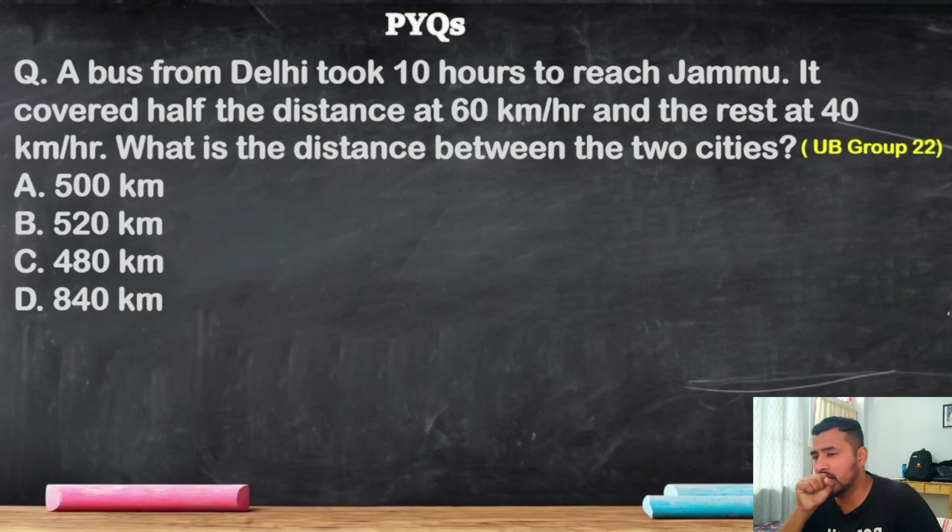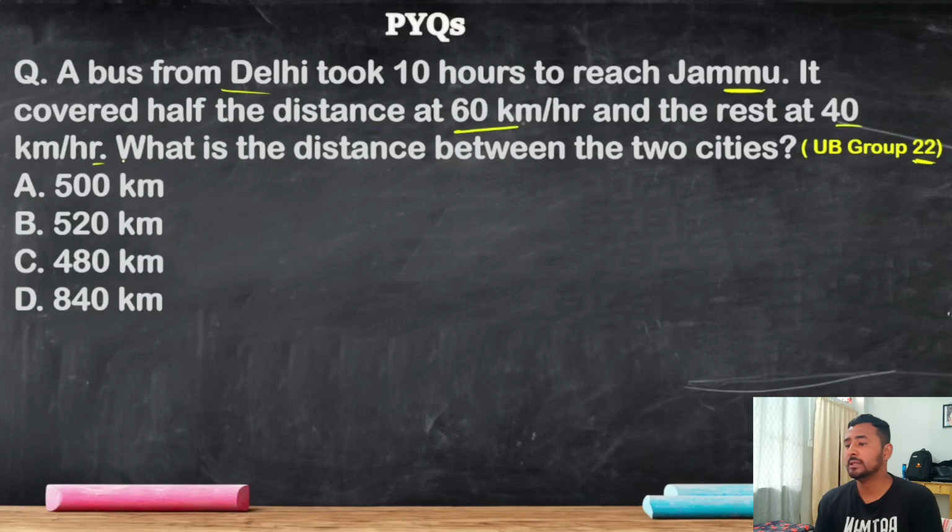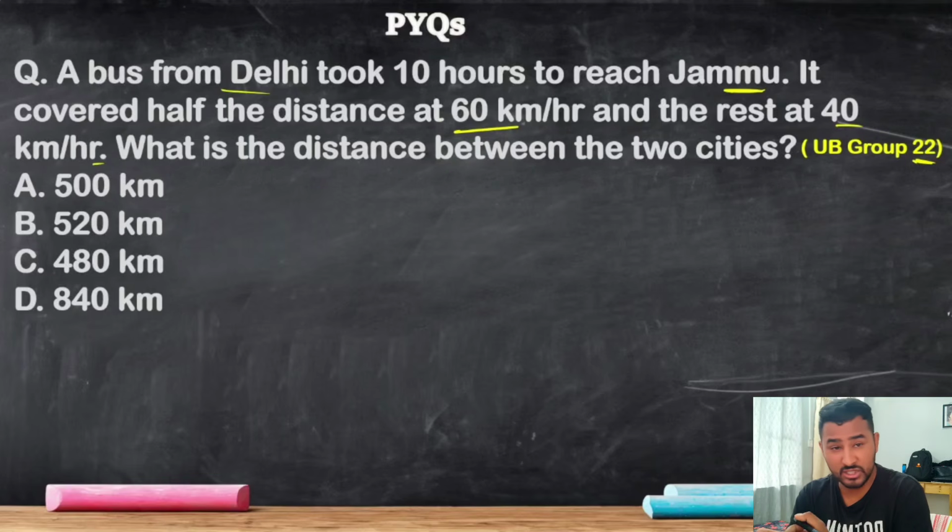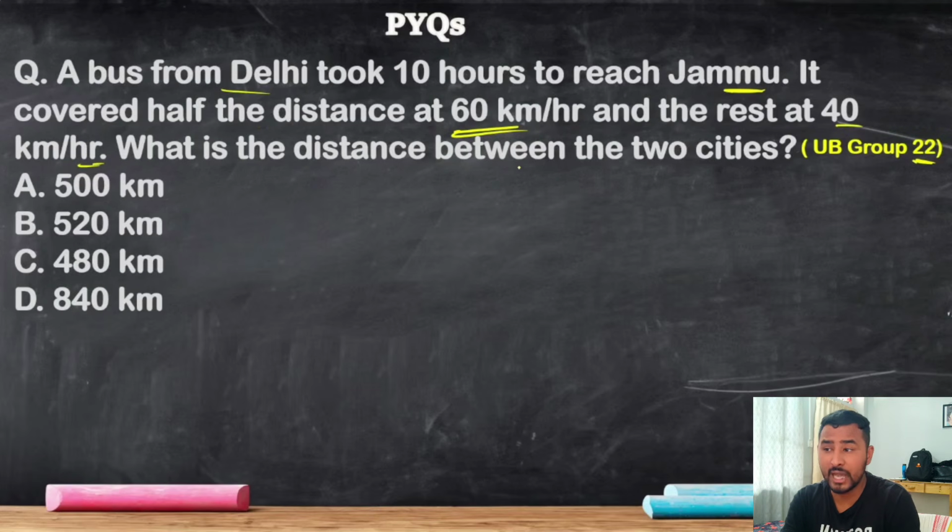Let's see one more. UB group 22. A bus from Delhi took 10 hours to reach Jammu. It covered half the distance at 60 km per hour and the rest at 40 km per hour. I have shown in 2-3 slides before how to do this type of question. Use the average speed. Find the average speed of 60 km per hour and 40 km per hour. Once you find the average speed, multiply with the time to get the distance.